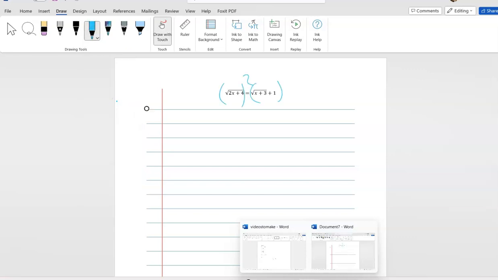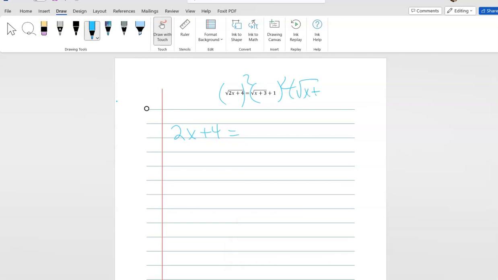Okay, so square, square. Over here I'm going to get 2x plus 4. And over here, I'm going to have to FOIL, right? So I'm going to have to multiply this by this whole piece. So I'm going to have x plus 3, because those are going to cancel out. And then I'm going to have 1 times, okay, but I'm going to have 2 of them. So 2 radical x plus 3 plus 1.